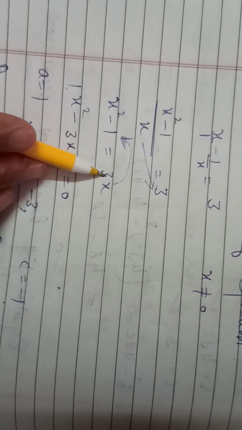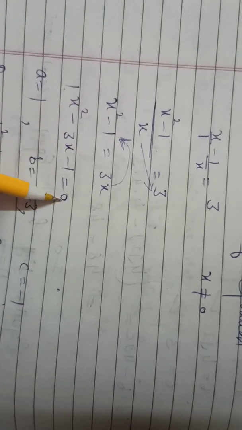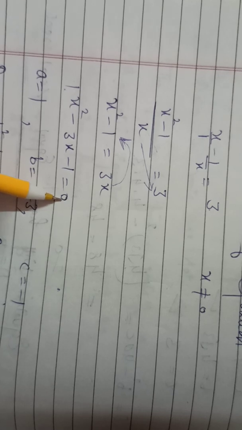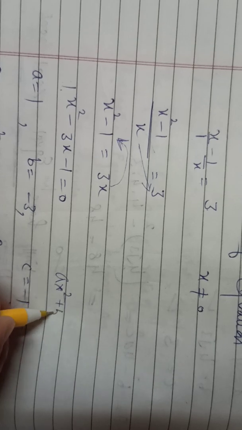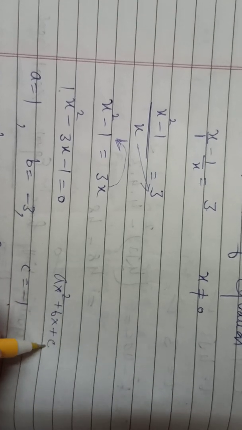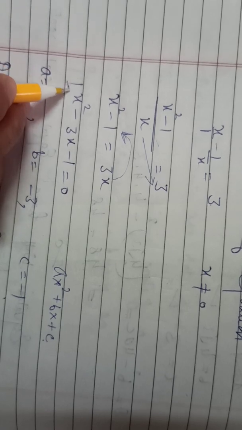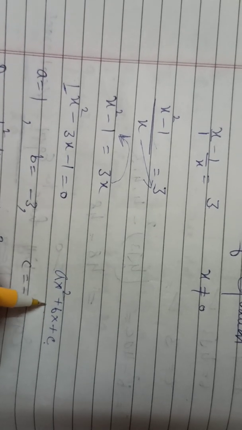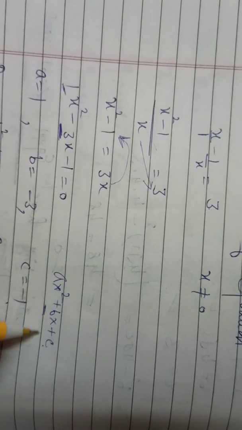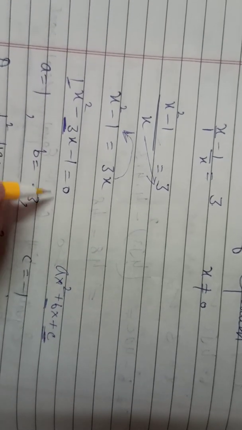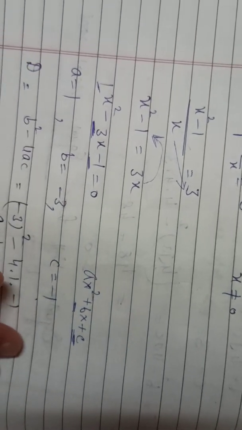Now bring this 3x to this side, its sign will change. x square minus 3x minus 1 equal to 0. Now again compare with ax square plus bx plus c. What is a? 1. What is b? Minus 3. What is c? Minus 1.